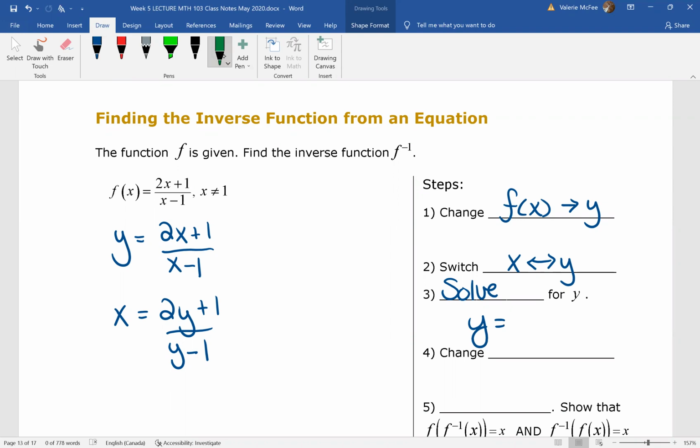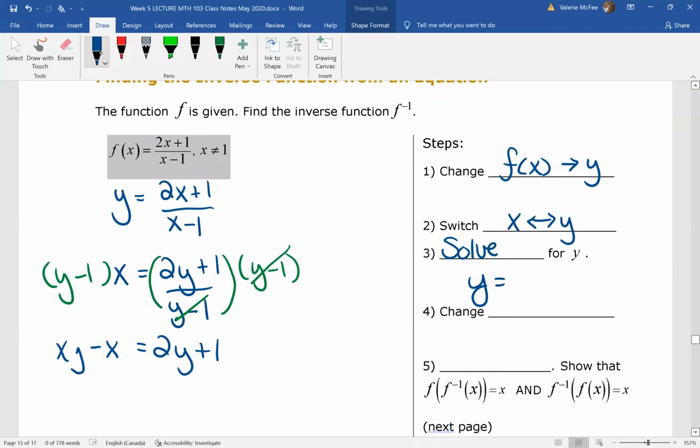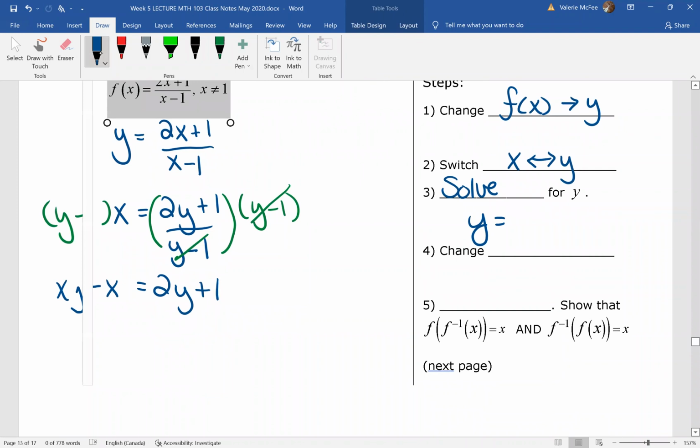Well, the first thing I notice is I have y in the denominator and I don't want it in the denominator. So let's get it out of there. I can open the brackets on the left. We're still solving for y. That means we want all of our terms with y on one side and our terms without y on the other side.